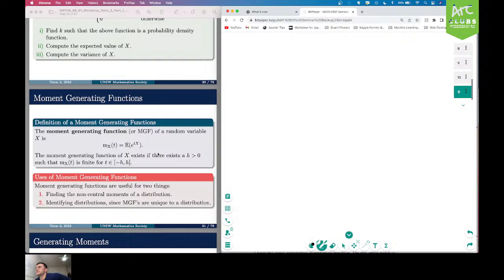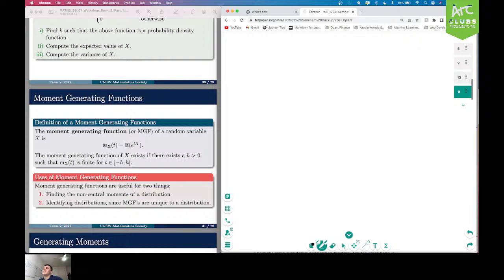So we now move on to this concept called moment-generating functions. So moment-generating functions are quite useful. I mean, here are the reasons why they're useful, and then we'll see how we can calculate them later. But basically, we have this thing called a moment-generating function, where the moment-generating function for our random variable x is nothing but the expectation of e to the power of tx.